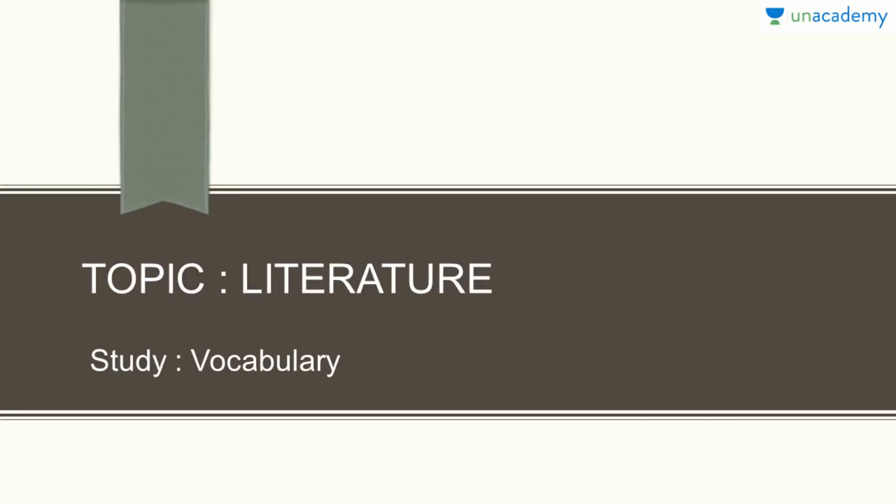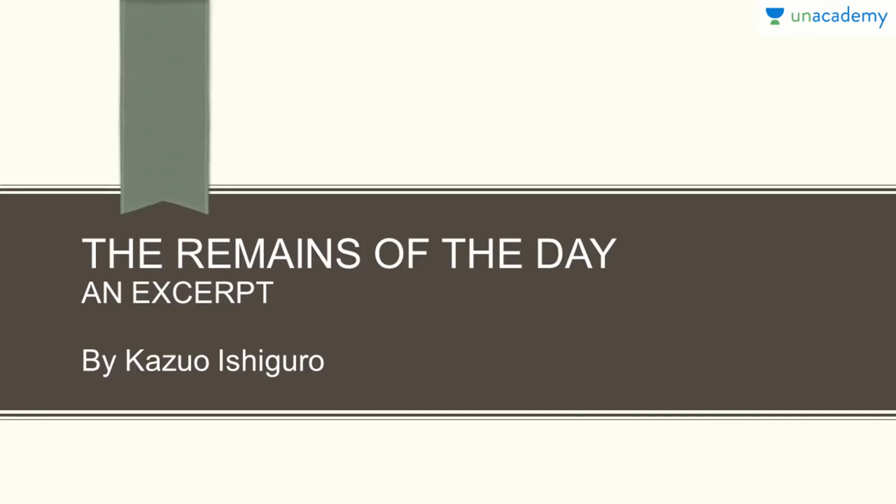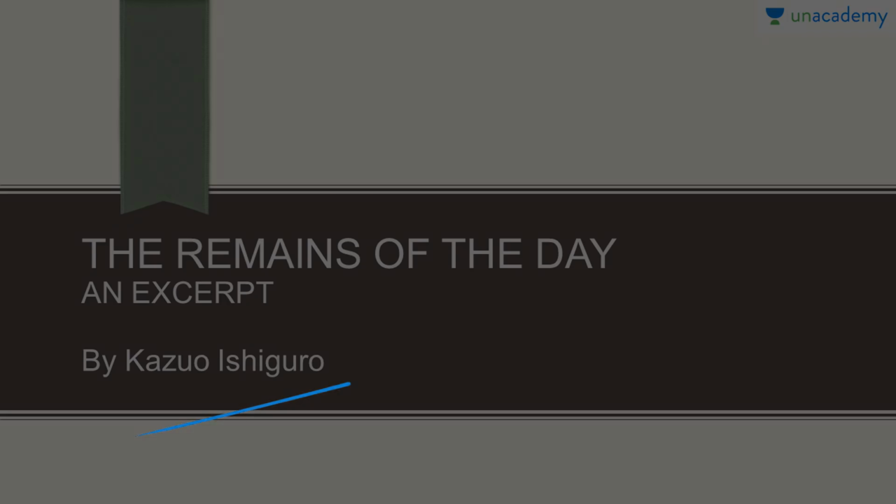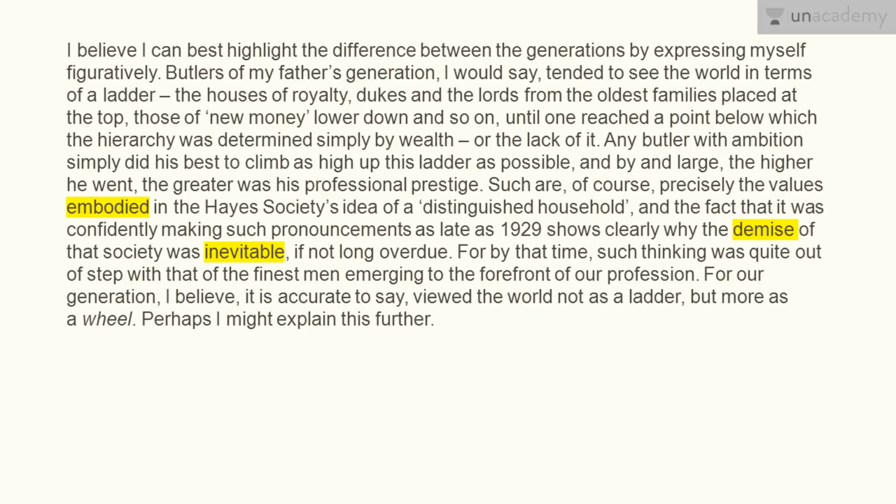The topic for this lesson is literature, and we will study the vocabulary in a given passage. The book's name is The Remains of the Day. An excerpt means we've taken 2 paragraphs, and it's written by Kazuo Ishiguro. Let me start reading. The words that you will need to know the meanings of are highlighted.